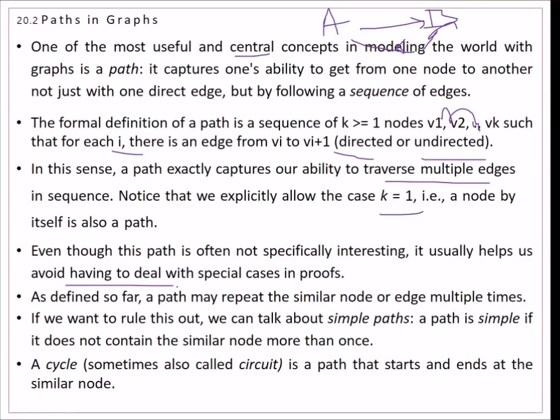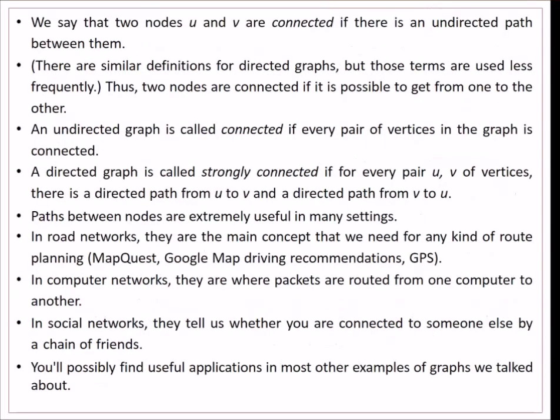A path may repeat the same node or edge multiple times, and if you wish to rule it out, we can talk about a simple path. A path is simple if it does not contain the same node more than once. And what about a cycle? Some books also write it as a circuit. This is a path that starts and ends at the same node.